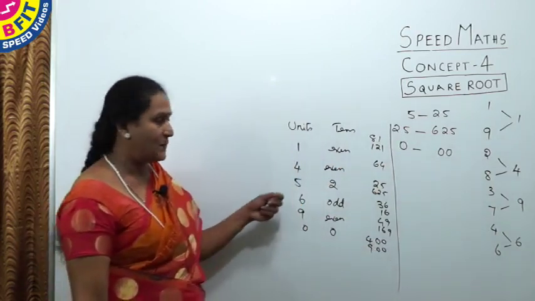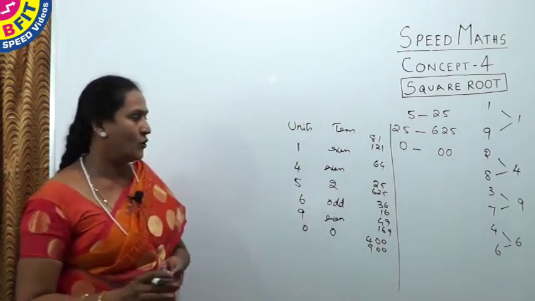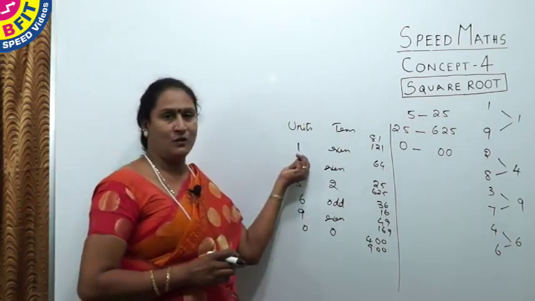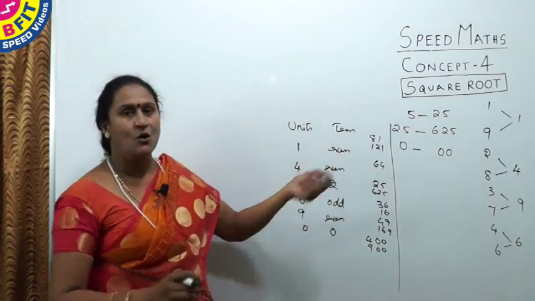So now with this pattern, you can eliminate the options which have 1 in the unit place and an odd number in the tens place.